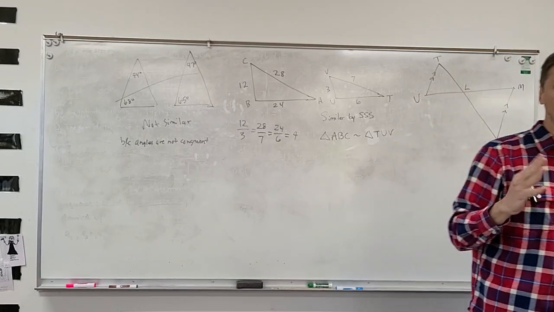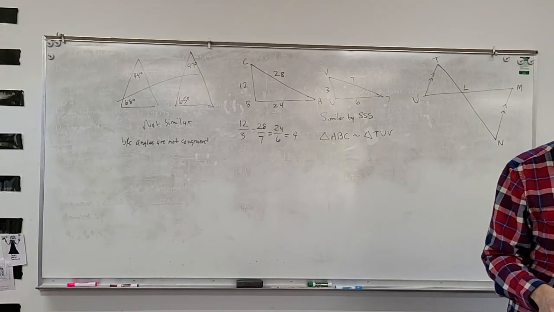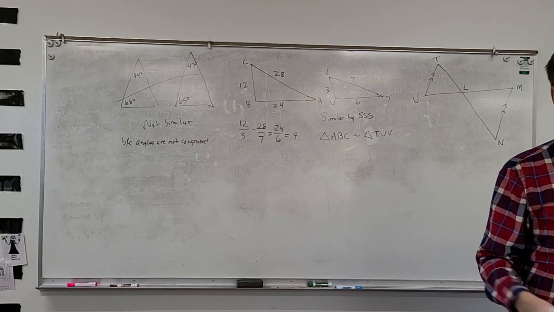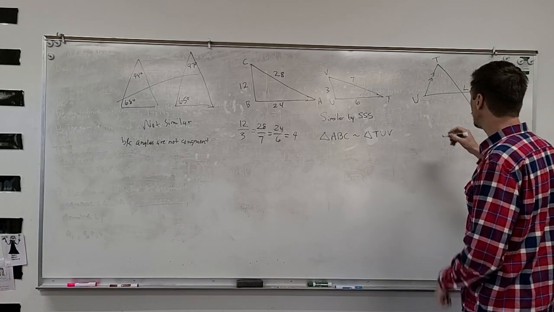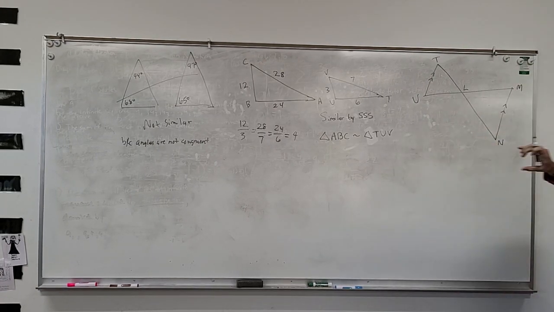We have to use a theorem that's only got angles in it, which we've got one option for that, right? What is it? Angle, angle. Angle, angle, right? So we're going to have to try to use angle, angle. So can we prove that two angles are the same in this one based on the information that we have?